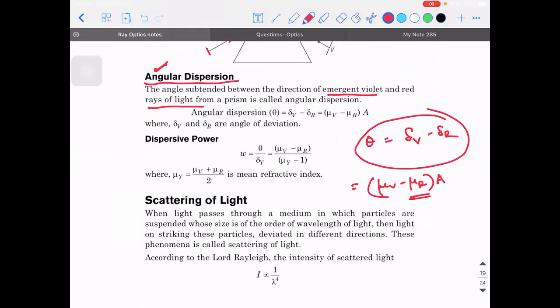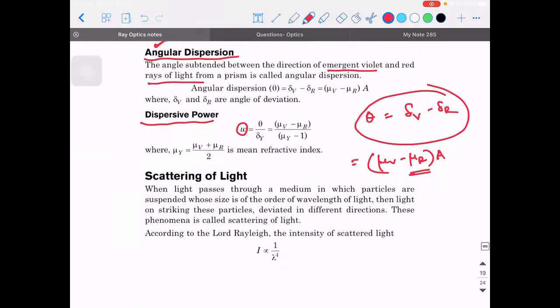Next. There is a concept called dispersive power. Dispersive power is represented by the symbol omega. It is defined as the ratio of the angular dispersion, theta, to the angle of deviation suffered by the yellow light. I'm repeating it again. Dispersive power is defined as the ratio of the angular dispersion to whom? To the angle of deviation suffered by the yellow light.